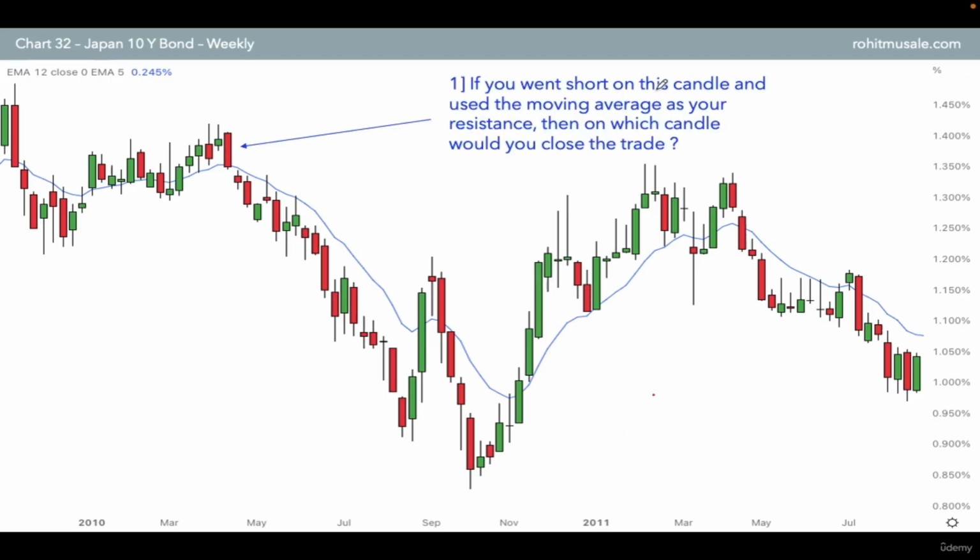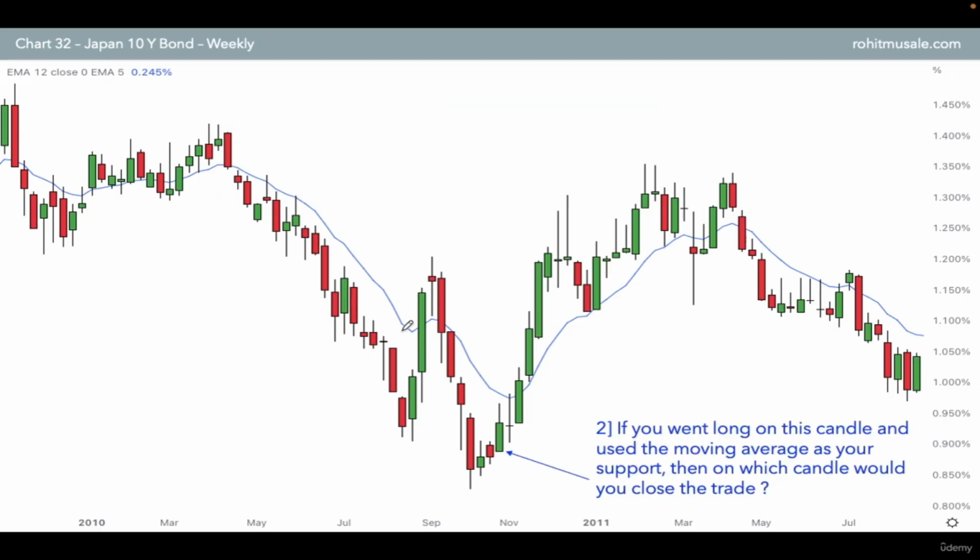So if you went short on this candle and used the moving average as your resistance, then on which candle would you close the trade? So let's say you went short on this bearish engulfing pattern, and the next candle the price crosses that moving average, and if you use that moving average as your resistance, then you would wait till the price would close above that resistance. So on this candle, the price has closed above that moving average. So if I went short here, I would exit on the close of this candle.